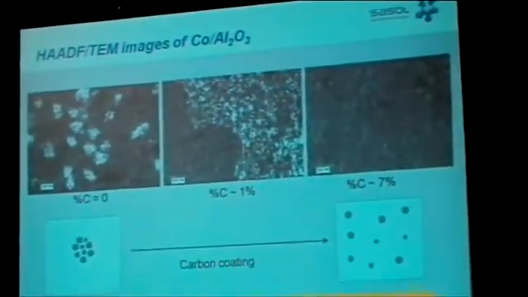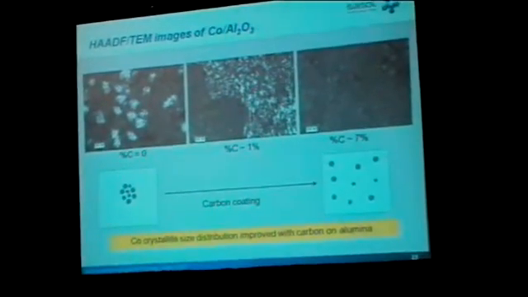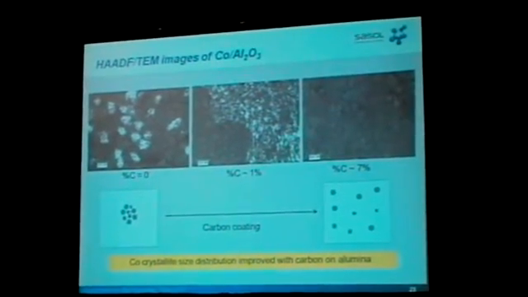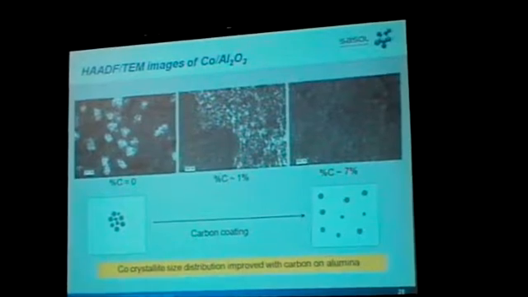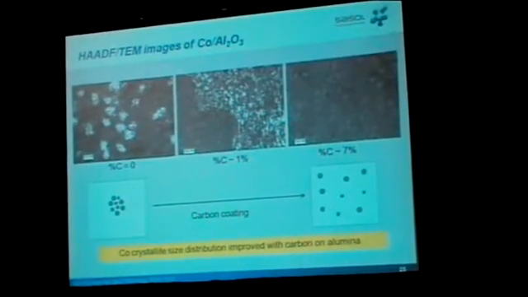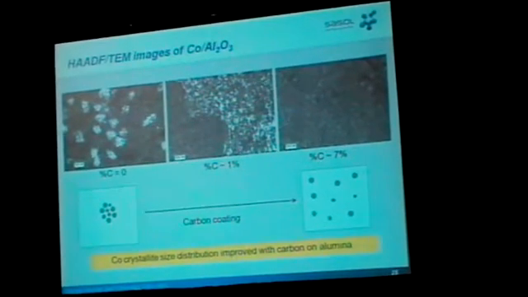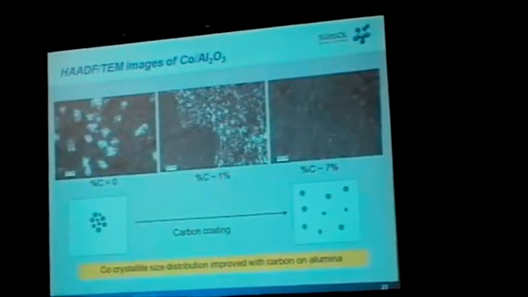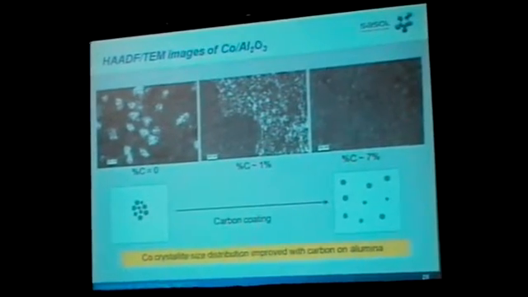And then when we start adding the carbon, we see two effects. We see a reduction of the crystallite size, but at the same time, we see that these grape-like agglomerates start to disappear, and the cobalt crystallites start spreading out much more evenly than in the case where you don't have these carbon layers present. And you end up with a catalyst with smaller cobalt crystallite sizes, which are distributed more evenly compared to the catalyst that does not use this carbon.